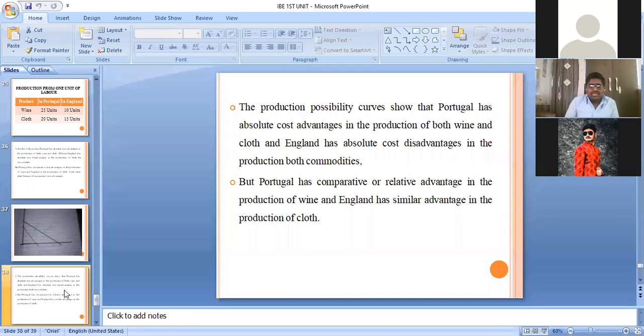In the coming class, we will study terms of trade, TOT, and the number of types we have. Gross terms of trade we have. I think 5 to 6 types of trade we are having. That we will be studying in the coming class.